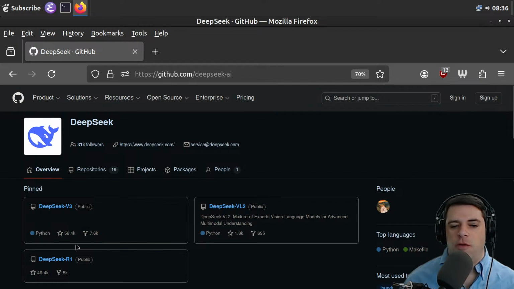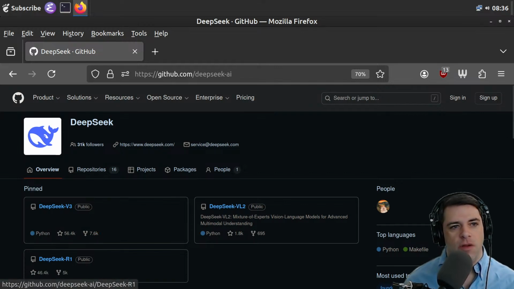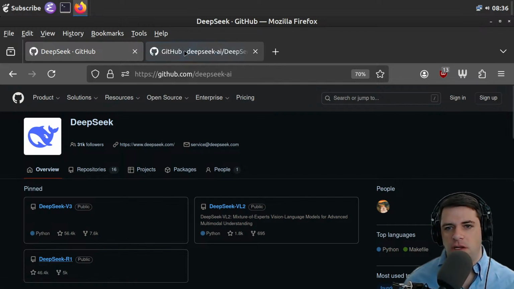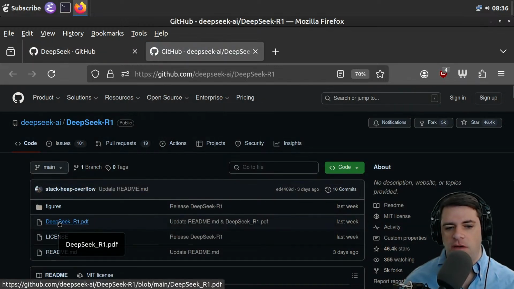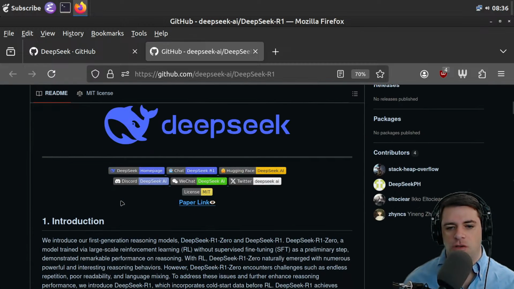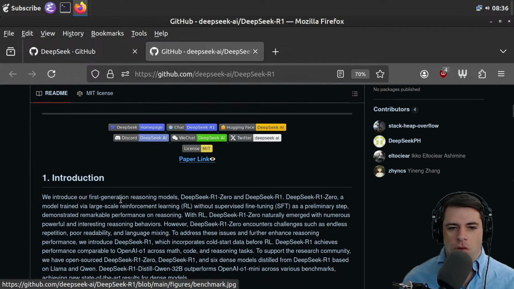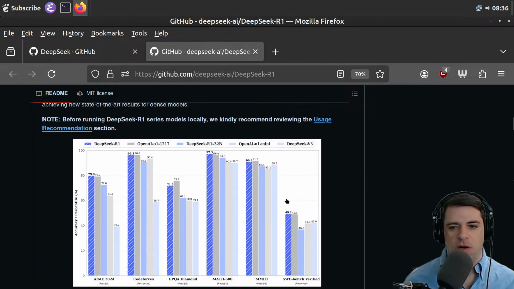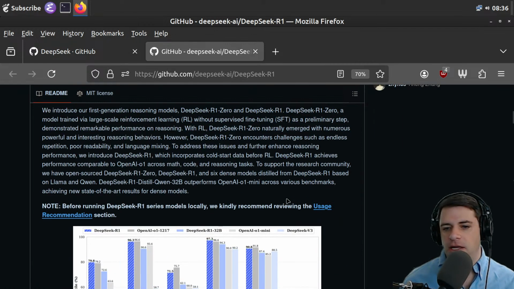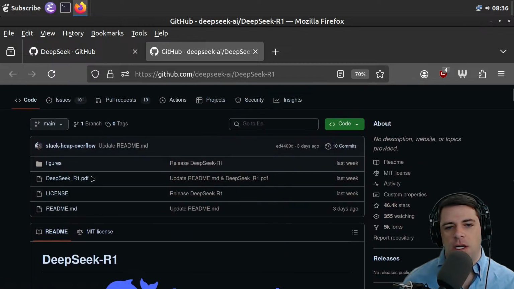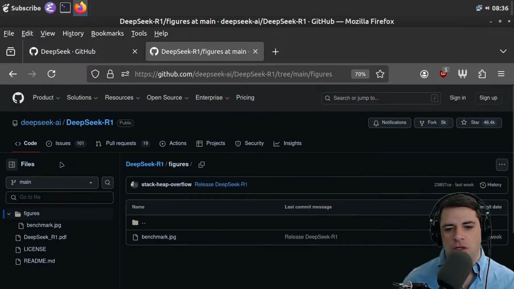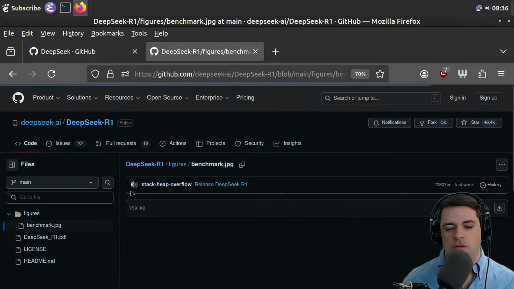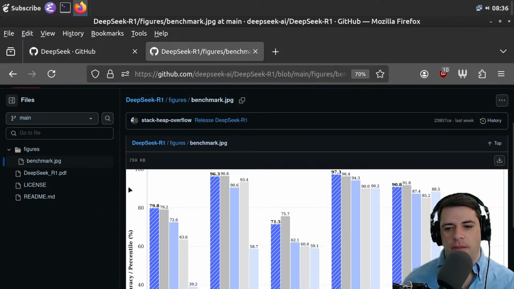Okay, so maybe we'll take a look at the Deepseek R1 repo. I honestly peeked at it briefly. I don't think there's necessarily much there other than the paper. We have a PDF and some figures. We introduce our first generation reasoning models, Deepseek R1-Zero and Deepseek R1. I don't know, for example, if the training code is public. We have one benchmark JPEG.